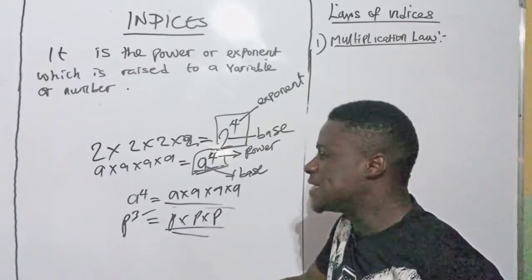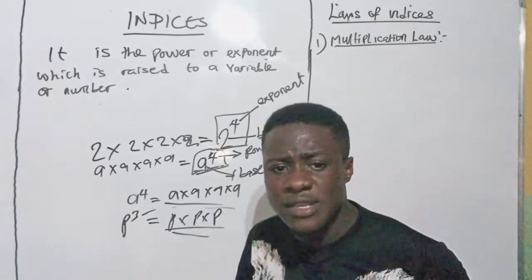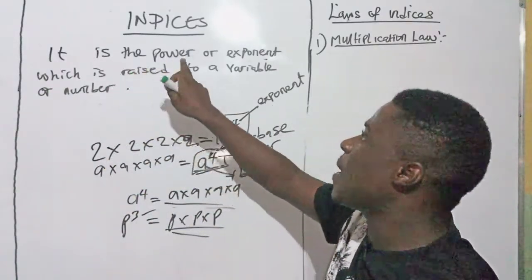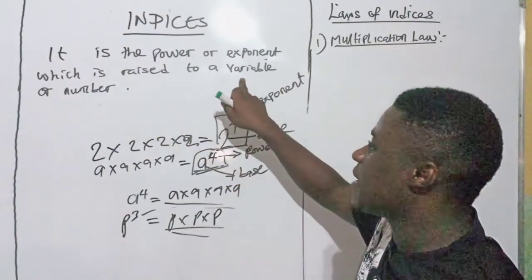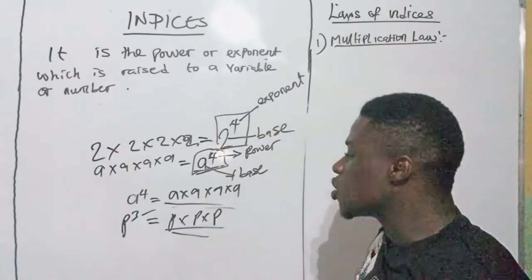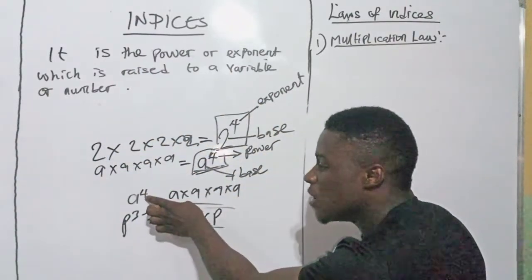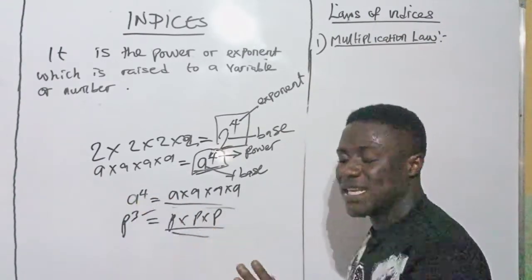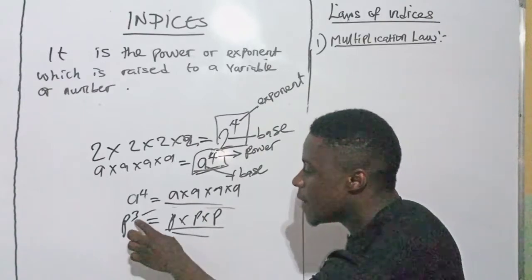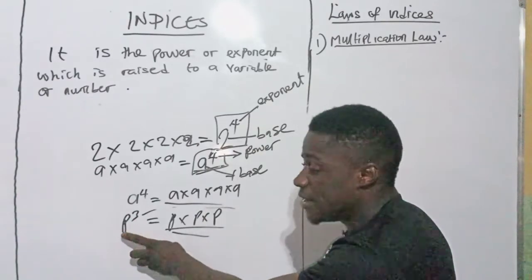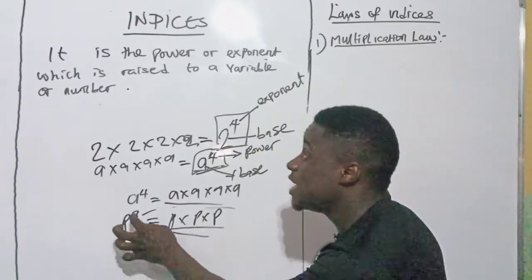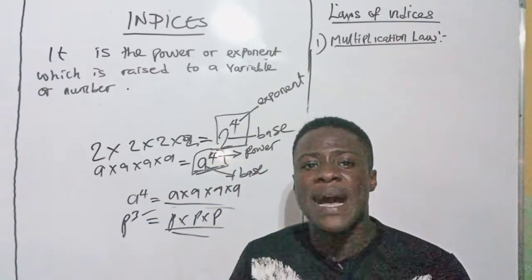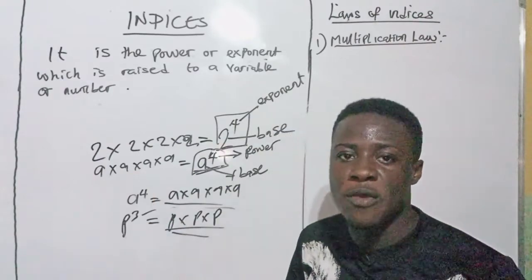Now, having known the concept of indices, we have it here that indices, it is the power or exponent which is raised to a variable or number. So in this case now, the 4 here, which is the exponent of A here, is the index. Then the 3 here, which is the exponent or the power of P, is the index that we're talking about. Just the power to which a number is raised is what we mean by indices.